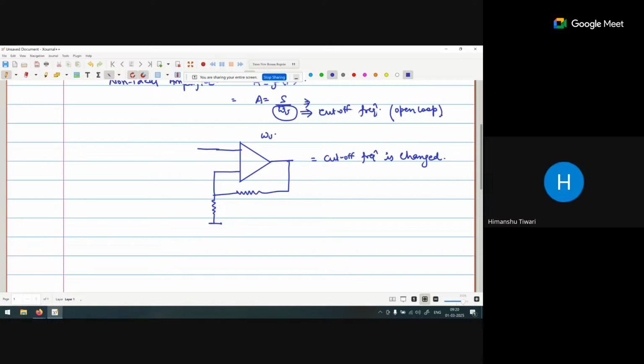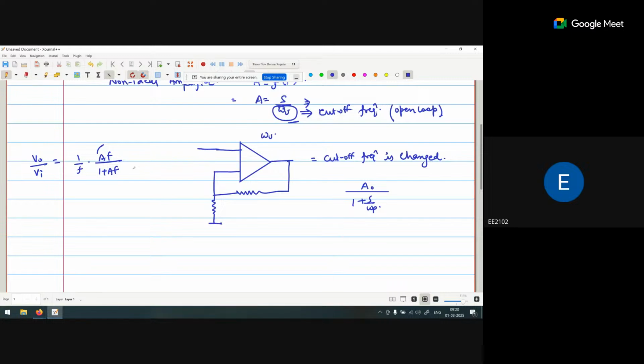Yes, sir. Now with respect to this one, if I talk about the transfer function, Vo upon Vi is equal to 1 by f into Af upon 1 plus Af. Now this gain is s by omega u, or s by omega p, or sometimes it is called A upon 1 plus s upon omega p, A naught upon s.